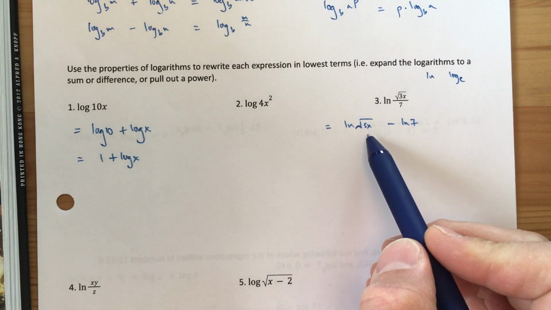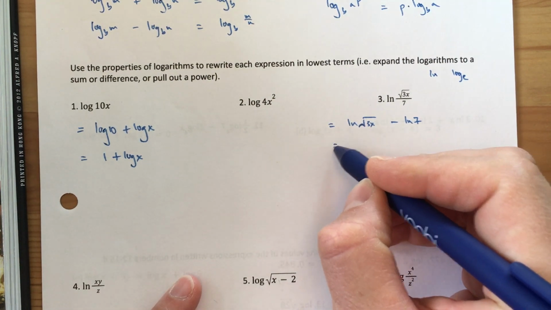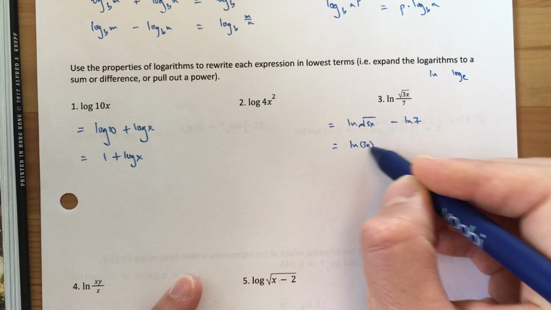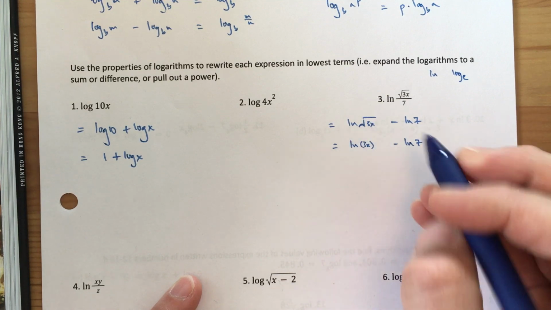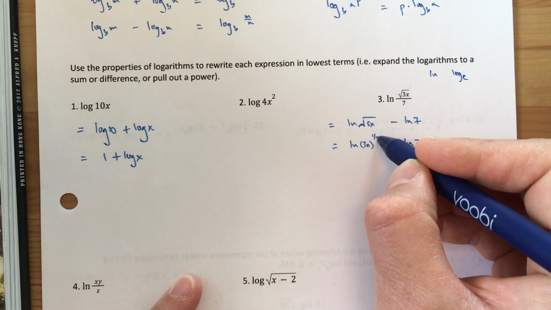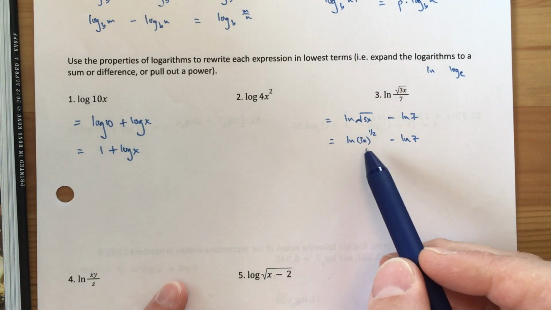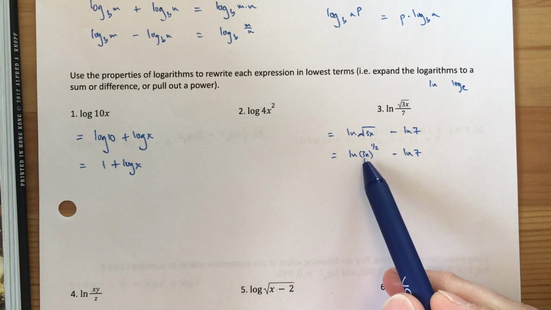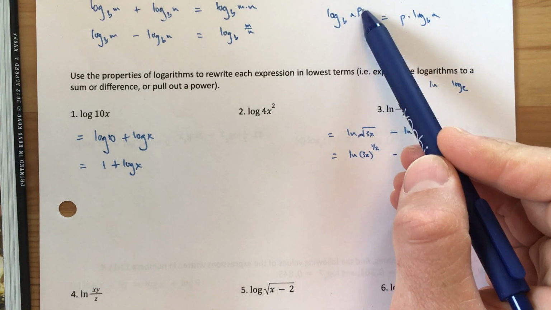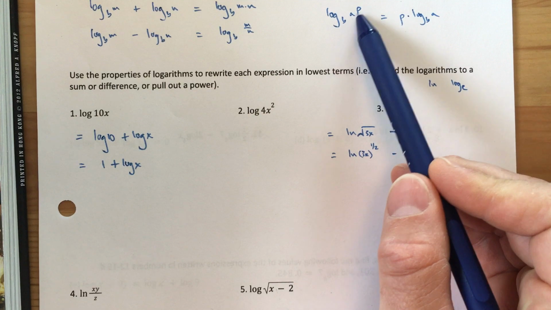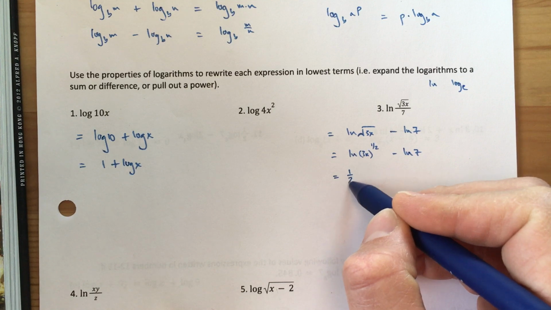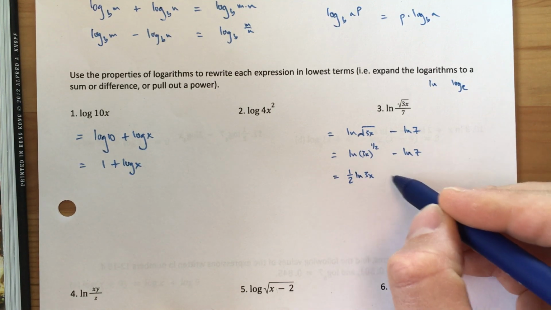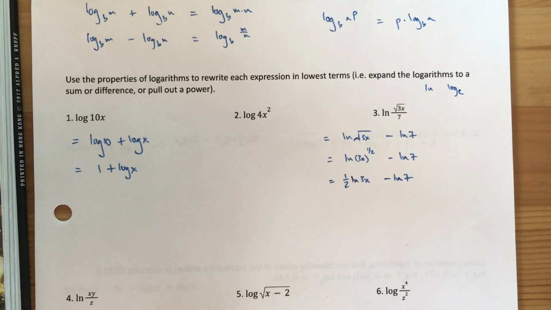Now I can keep going because square root is a power. That's ln of 3x all to the, I'll let you think about that. What power is the square root? Well, square root is the 1/2 power. So now what I have is a logarithm with something raised to a power. And if I have something raised to a power in my logarithm, I can make that multiplication out front. So that should now be 1/2 times ln of 3x minus ln of 7. Right? The power becomes multiplication out front.